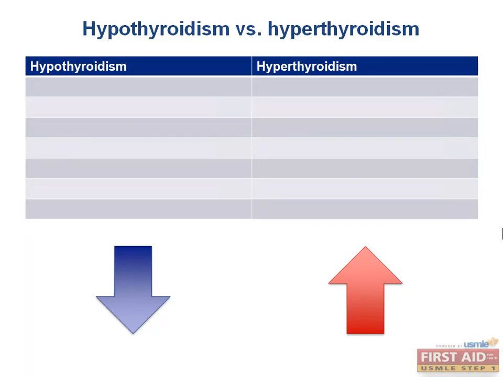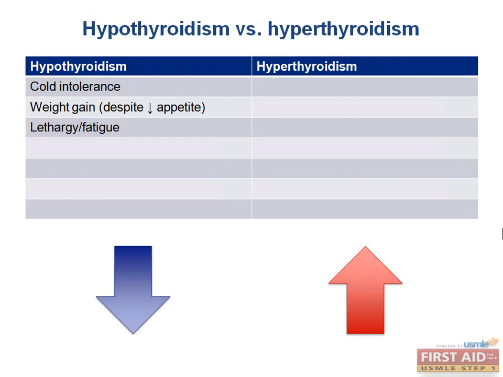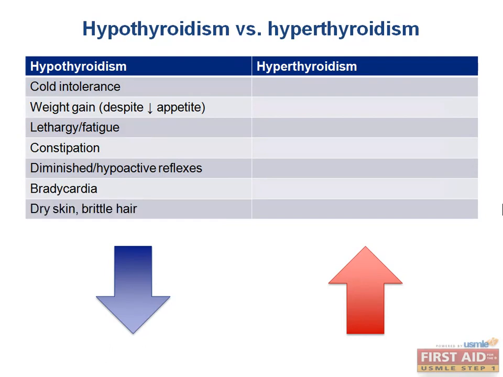Hypothyroidism is associated with cold intolerance, weight gain despite having a decreased appetite, lethargy, and fatigue. You also get decreased GI motility, leading to constipation. One will also see diminished or hypoactive reflexes. Classically, the term is delayed relaxation of the deep tendon reflexes, which is what one would see on the exam. Also, bradycardia might be present. And lastly, these patients tend to have dry skin and brittle hair.